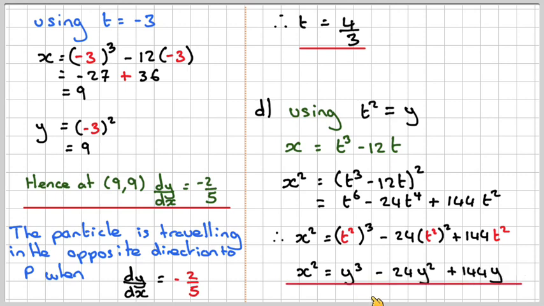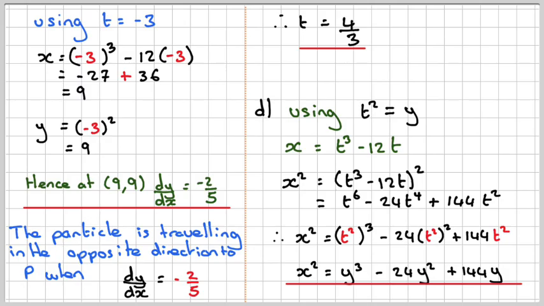We can do that because we know that t squared is equal to y. We get x squared is y cubed minus 24y squared plus 144y.